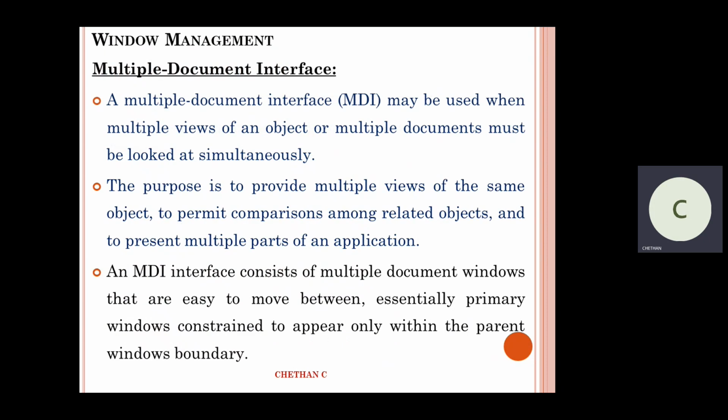Then you move into the MDI, the multiple document interface. What are the things that you have? The first one is that it will be used when multiple views of an object or multiple documents must be looked at simultaneously. As the name suggests, it's a multiple document interface, so you can see multiple things in the same place. The purpose is to provide multiple views of the same object, the same object but multiple views, and even provide comparisons between related objects and present multiple parts of an application.